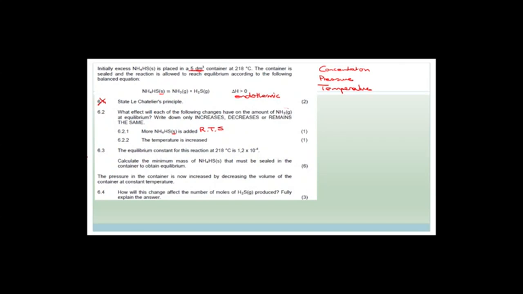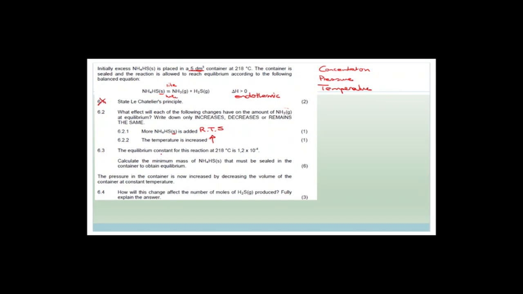Okay, what happens if we increase the temperature? The forward reaction is endothermic. So that means it likes heat, which means the reverse reaction must hate heat. So the forward reaction is favoured when the temperature is increased, which means we're going to make more ammonia, so it is increased. Okay, and remember, you don't need to write out remains the same or increases, you can just use arrows. You do not need to write reasons. They didn't ask you for reasons, it's only one mark each.